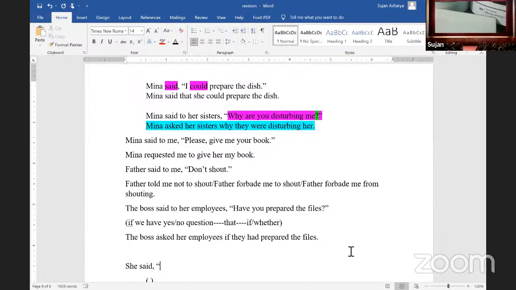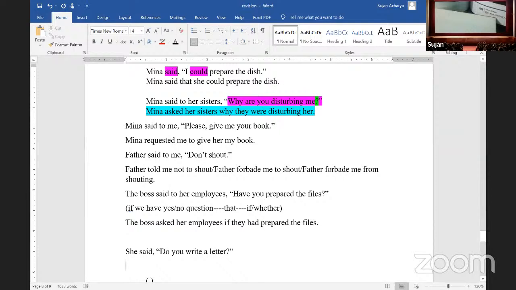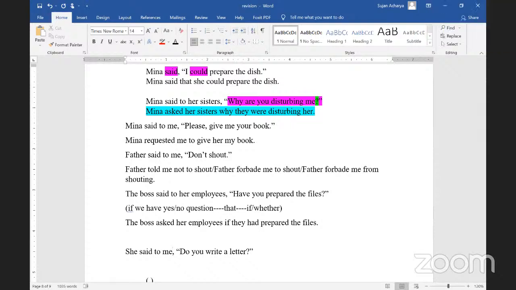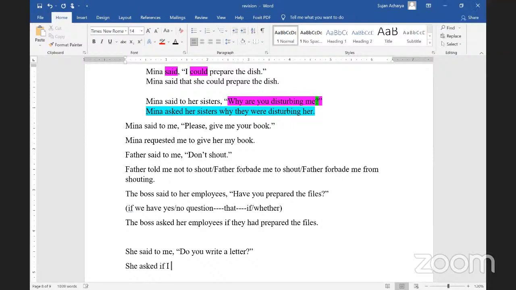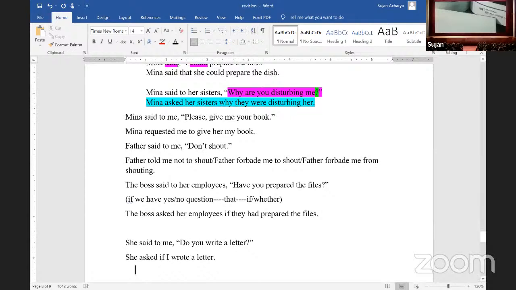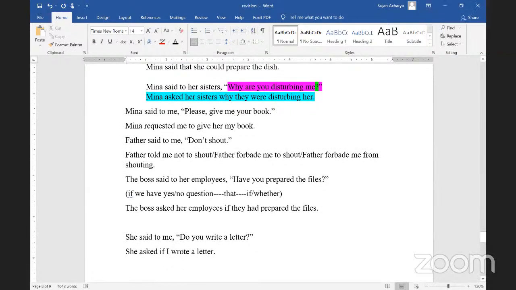She said, do you write a letter? Change this. She said to me, do you write a letter? She asked if or whether I wrote a letter. She asked if I wrote a letter, or whether I wrote a letter. Next.